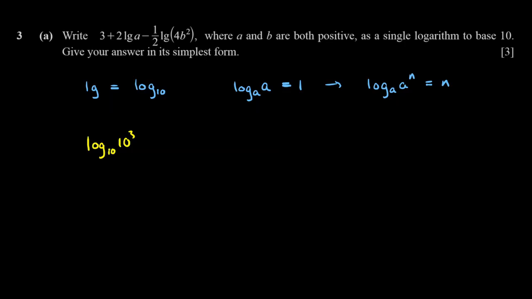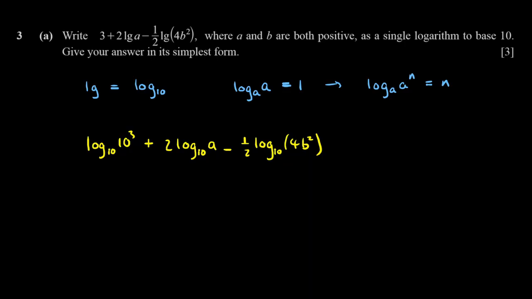Okay, and the same thing I'm going to do, or rather I'm going to continue writing the rest of the expression. I've got 2 log base 10 a minus a half log base 10 4b squared. Notice all I'm doing is replacing the lg with log base 10, just to make it really clear that that's the base. All right then, at this point, what we need to know is our logarithm rules.